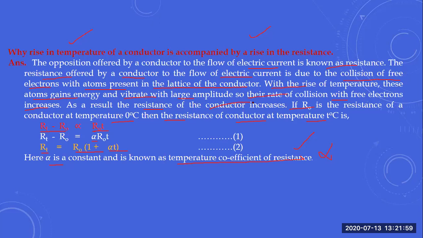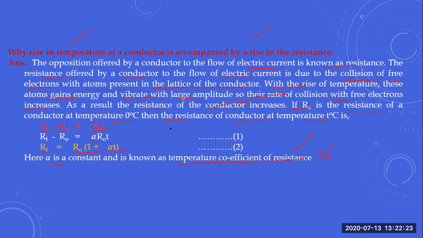As a result, the collision of the free electrons with the atoms vibrating at a larger amplitude will increase, which will result in an increase in resistance. So basically electrons slow down and the resistance increases. This is the most effective technique to understand what will happen with the increase of temperature in the case of a conductor.